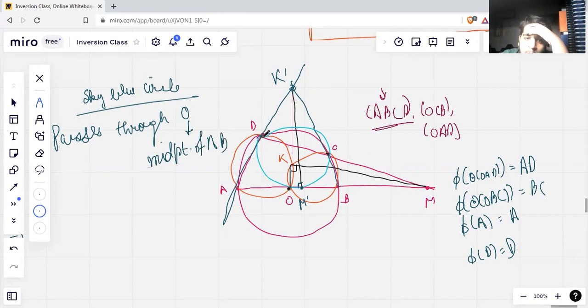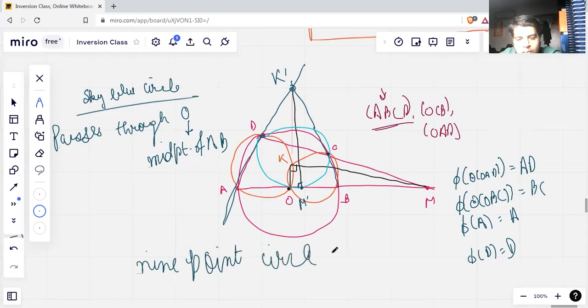It also passes through D. Notice that AB is diameter, so this angle is 90. So it passes through the feet of altitudes in triangle K' AB. So this circle, the sky blue circle, is basically the 9-point circle of triangle KAB, which is nice.